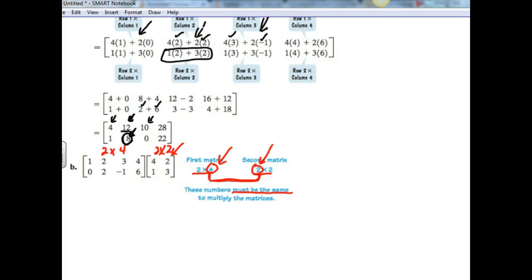I just wanted to show you one like that, because for some matrix operations, like addition, they have to be the same size matrix, but for multiplication, the inside dimensions have to be the same in order to multiply them together. Look over this problem carefully, or rewind and watch what I've done again, and try to get the hang of this. I know that multiplying can be tricky, but once you get the hang of it, it flows pretty smoothly. Hope this was helpful.